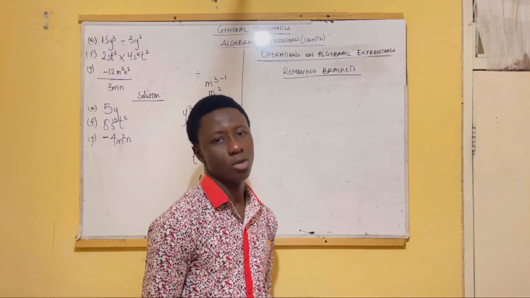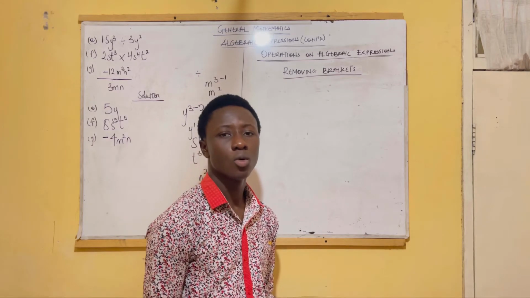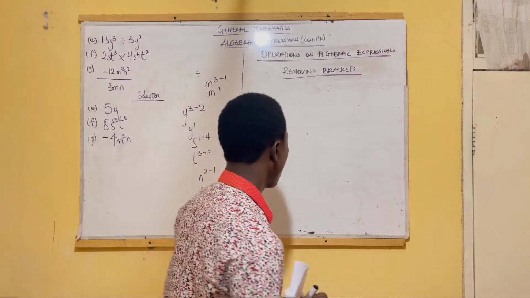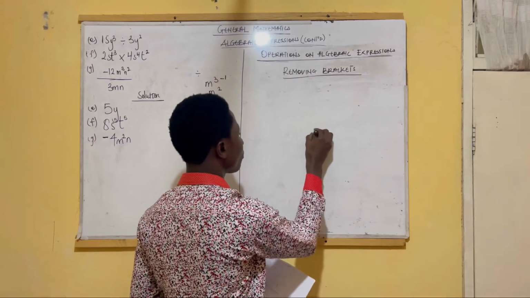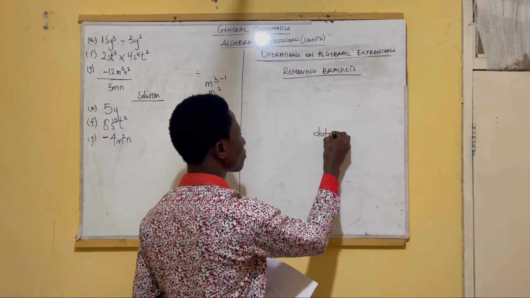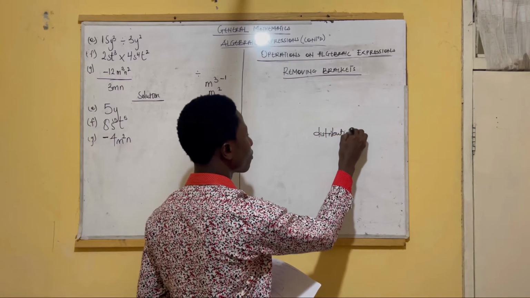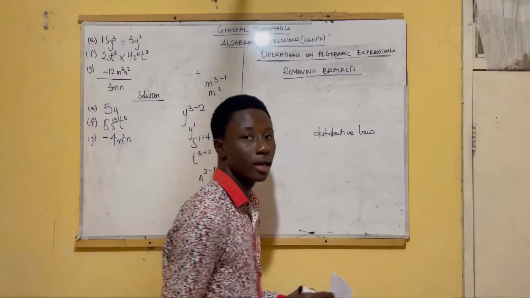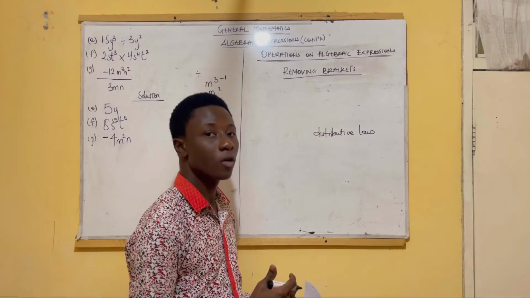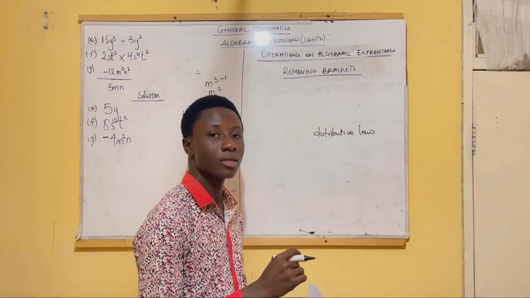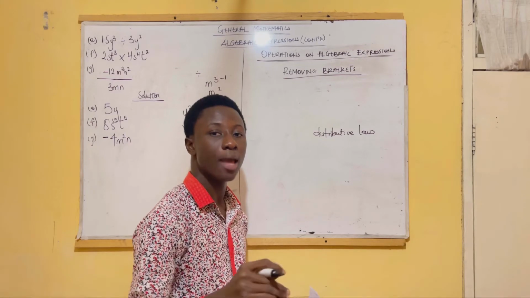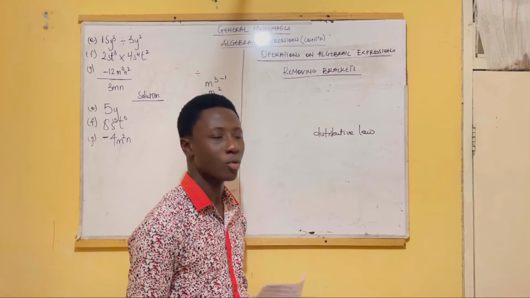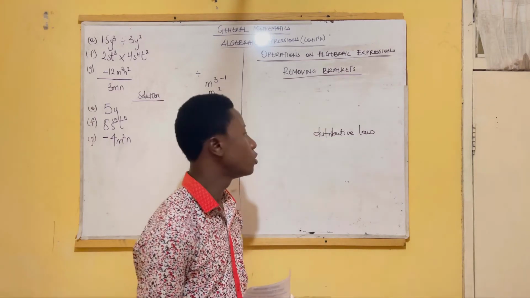How do we normally do that? So we usually use the distributive law, all right? With the distributive law, you use the number outside the bracket to multiply each term inside the bracket. All right. Let's take a look at the following examples and how we're going to solve them.